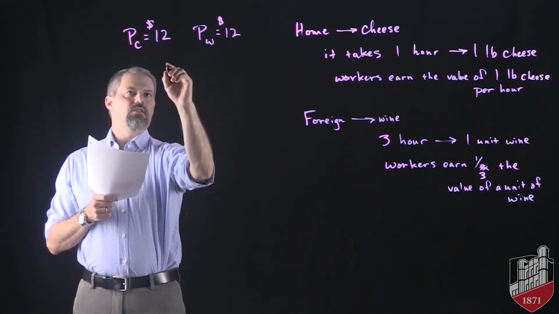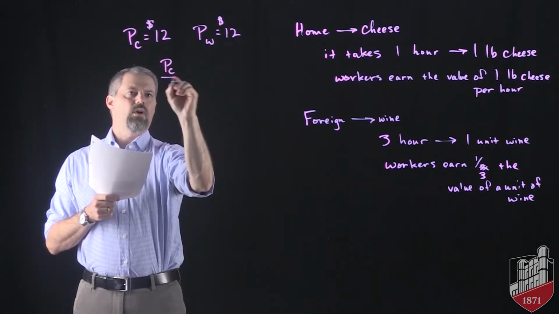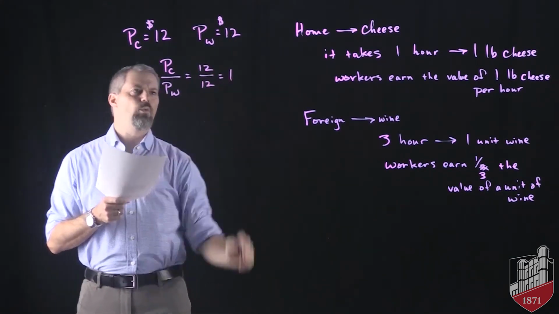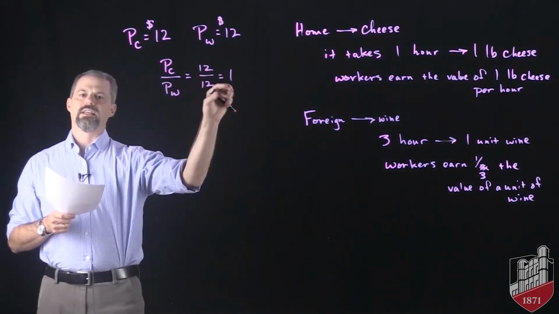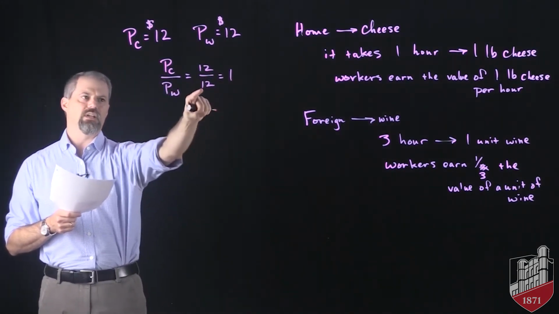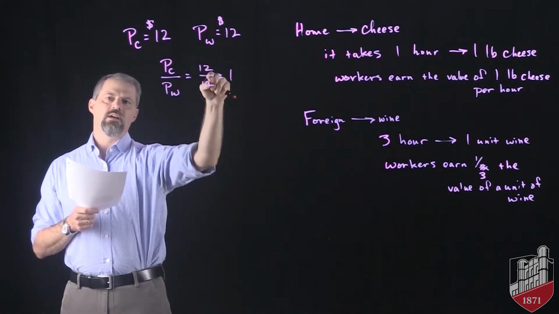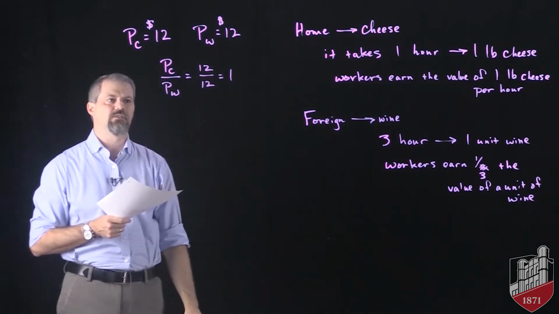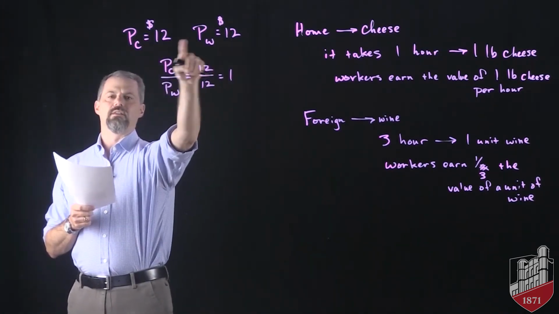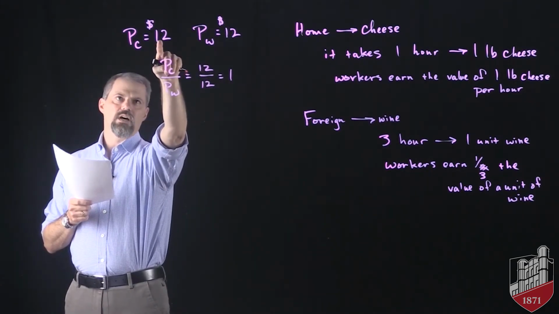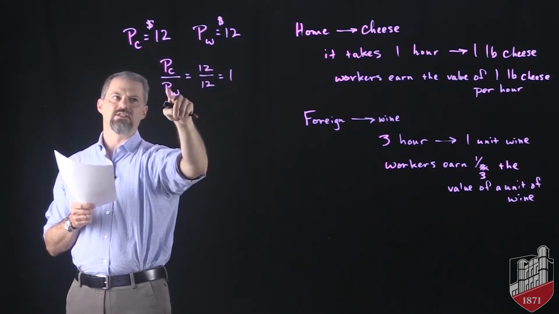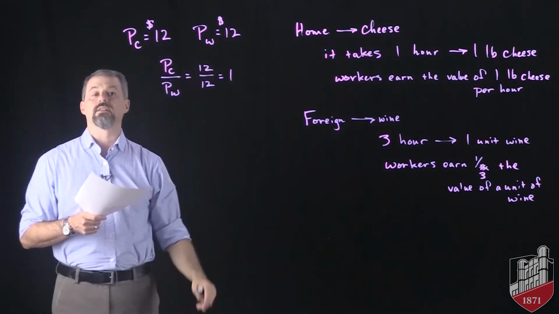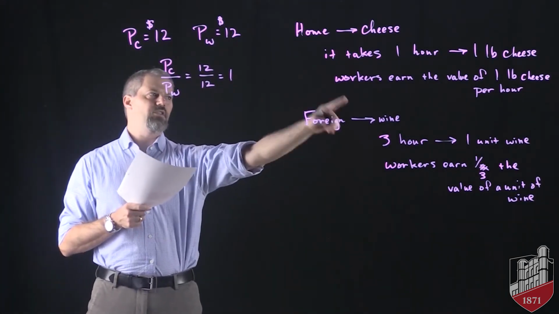That tells us that the relative price is going to be equal to 12 over 12, which is equal to 1. And remember, that works given the numbers that I just used, because that falls in between the opportunity cost of cheese in Home and the opportunity cost of cheese in Foreign. We could pick any numbers here, right? These could be each $100, and it would still give us a relative price of 1. What I choose there isn't what's important, but we need these numbers in order to convert these.